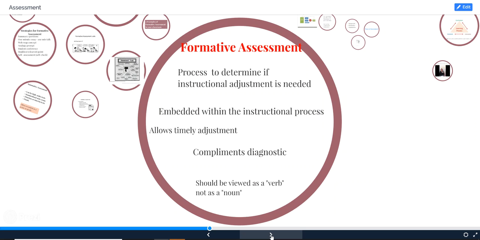Formative assessment is a process to determine if instructional adjustment is needed. Is there a gap? So for example, if I have a unit test on chapter 1, 2, 3, and it looks like the majority of the students have major gaps, maybe there's something I need to go back and explain. Maybe there's a gap that I did not fill before I go on to Unit 2, beginning with Chapter 4.